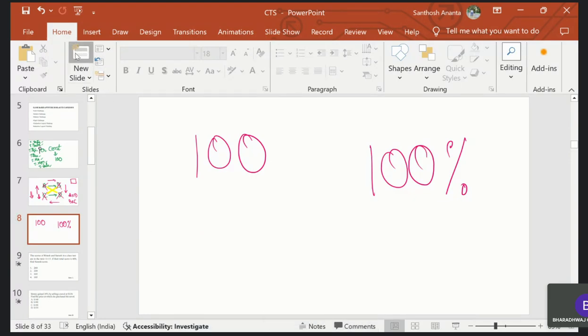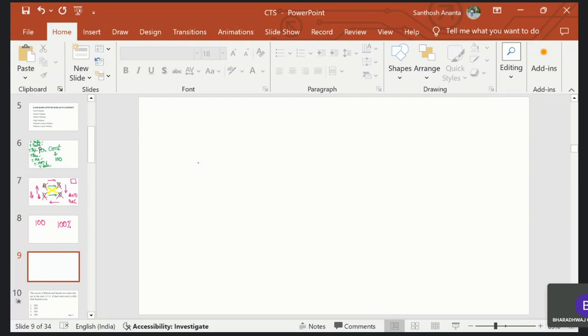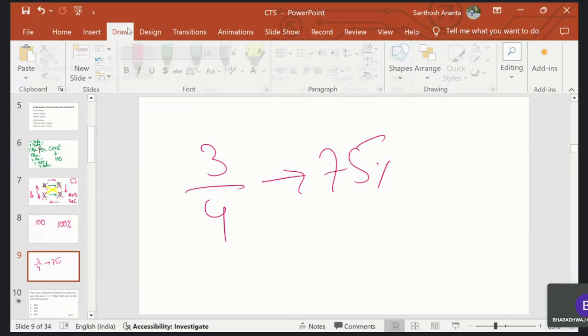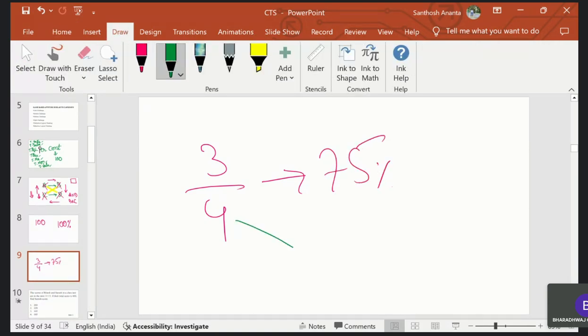Next, if it is a fraction, you mainly need to focus only on the denominator. For example, 3 by 4. 3 by 4 means how much percentage? 75 percent, right? If it is a fraction, focus only on the denominator. In the denominator, the value is 4.